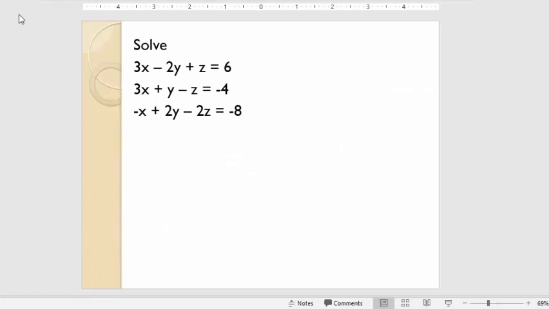So here I have three equations and three unknowns. I want to decide which variable to eliminate. So I'm going to go for the easiest one, and I'm looking at the z's here in equations 1 and 2, and it looks like if I add down, the z's will cancel. So I'm going to add 3x plus 3x, which is 6x, -2y plus y, which is minus 1y, and positive z plus negative z, which is 0, and that equals 6 minus 4, which is 2. So that's equations 1 and 2.